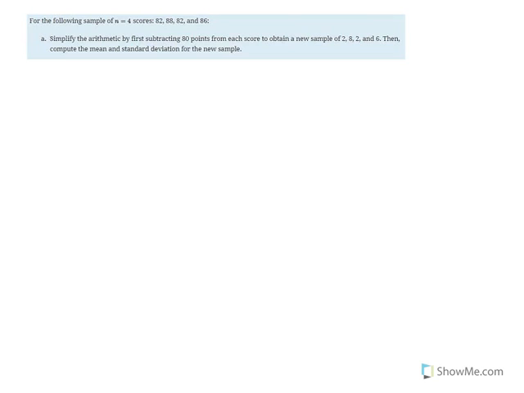Here we are solving for the measures of variability. So for this question, we have to compute the mean and the standard deviation for the sample. So the two formulas we're going to need for the mean and for the standard deviation. So again, write the formulas down first.